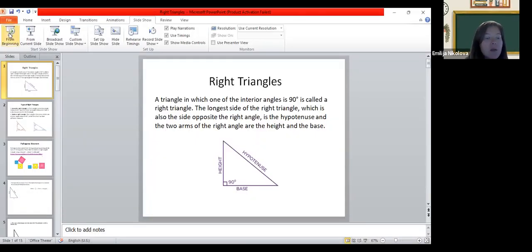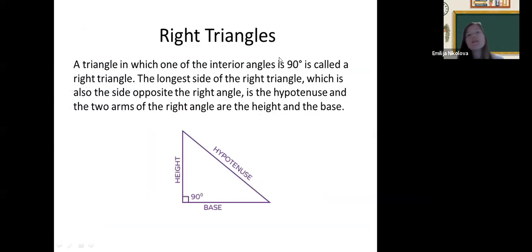So today we will have, first, the right triangles. So let's see what is a right triangle. A right triangle is a triangle in which one of the interior angles is 90 degrees. And the longest side of the right triangle, which is also the side opposite the right angle, so this side here, is called the hypotenuse. And the two other sides are the height and the base.